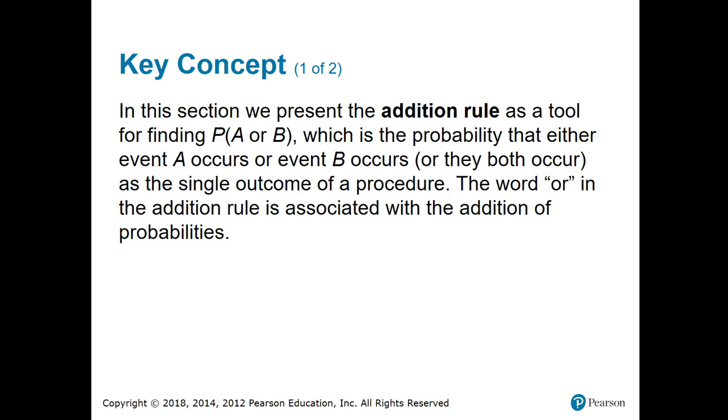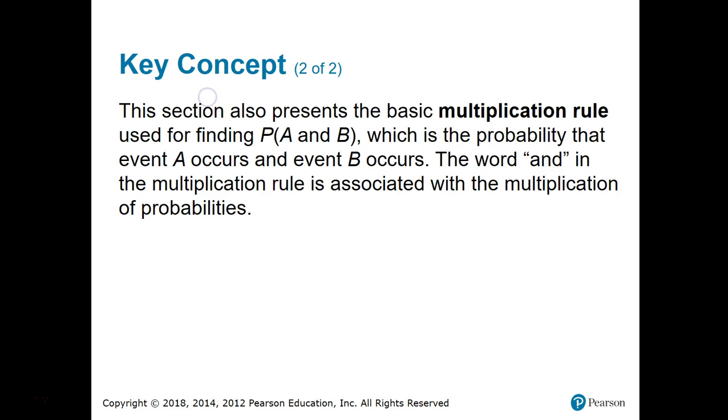There's also something called an exclusive OR, which we won't talk about, but that is if you get one or the other, but not both. Like if you want cake or ice cream for dessert, but you can't get both of them. That should make sense. All right, so that is the word OR, probability of A or B, and that is addition. We're also going to talk about the word AND and the multiplication rule associated with it.